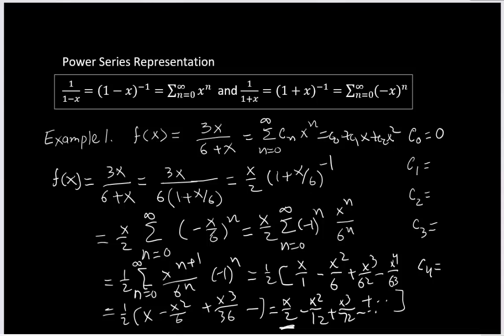c1 is the coefficient of x, and the coefficient of x is 1/2, so c1 is 1/2. Then the coefficient of x squared is negative 1/12, so this is negative 1 over 12. The coefficient of x to the 3 is 1 over 72, so you get 1 over 72, that's my C3. And similarly, you can check that your C4 will come out as 1 over 432 with a negative sign. Thank you.